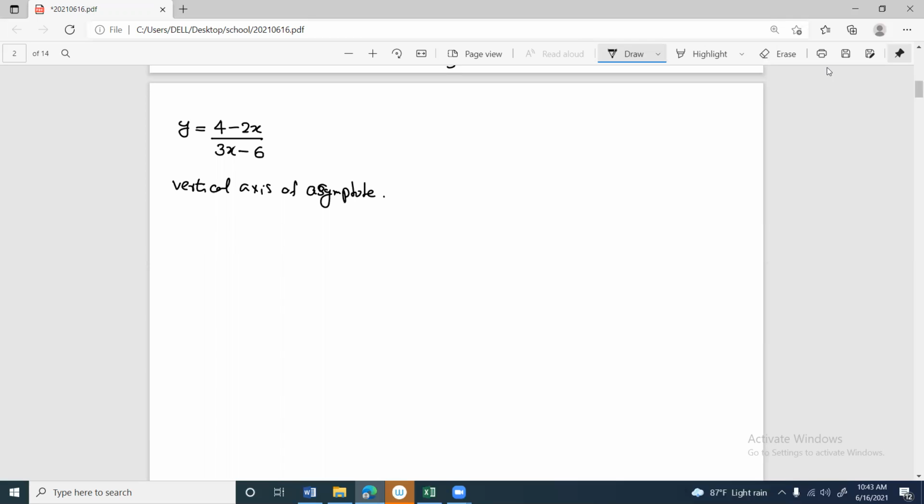Vertical asymptote, how do you get it? You can make the denominator 0. Here, 3x minus 6 equals 0, that is x equals 2, right? Okay, initially we'll draw this.